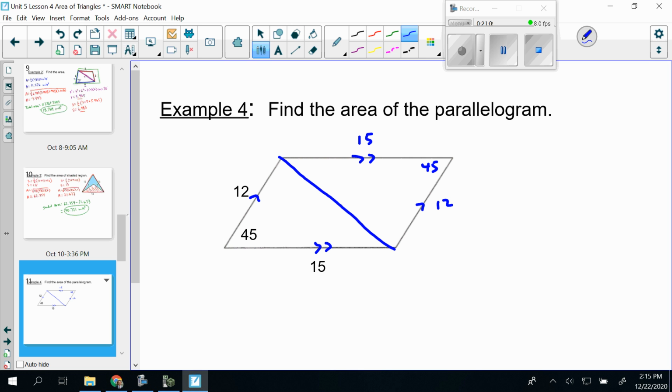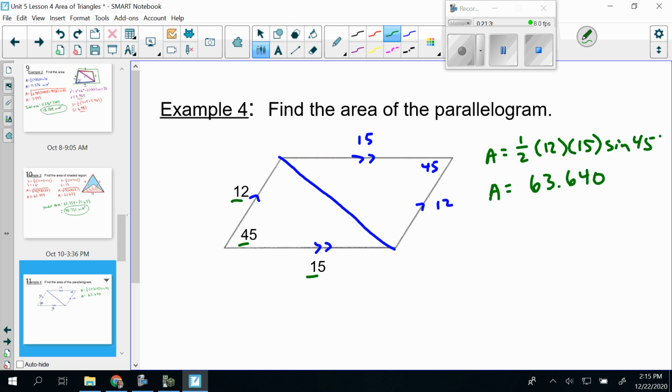And we can use our side angle side, so we can use that trig one to do this. So we got area is going to be 1/2 of our two sides here times sine of the included angle, 45. So go through and you can solve that, put it on the calculator, whatever you want to do. Should come out to be about 63.640. So that's the area of one triangle.